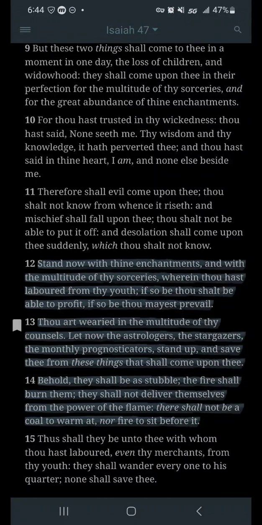Verse 13, thou art wearied in the multitude of thy counsels. Let now the astrologers, the stargazers, the monthly prognosticators stand up and save thee from these things that shall come upon thee. Behold, they shall be as stubble, and a fire shall burn them. They shall not deliver themselves from the power of the flame. There shall not be a coal to warm at, nor a fire to sit before it.